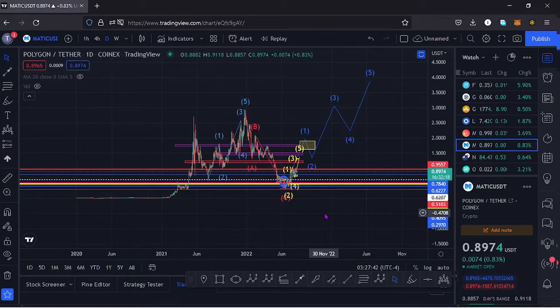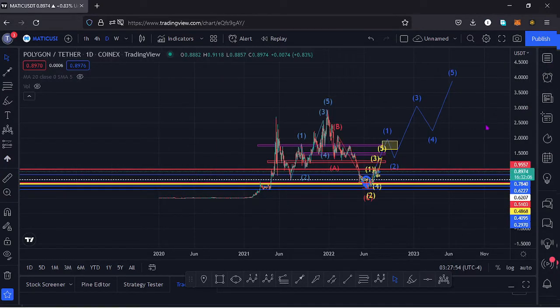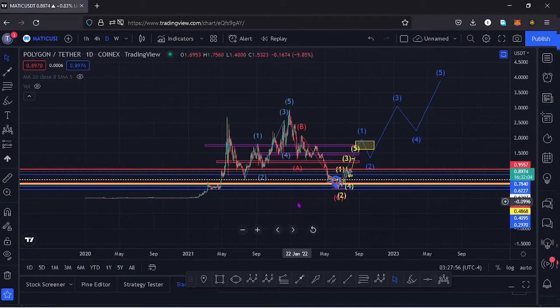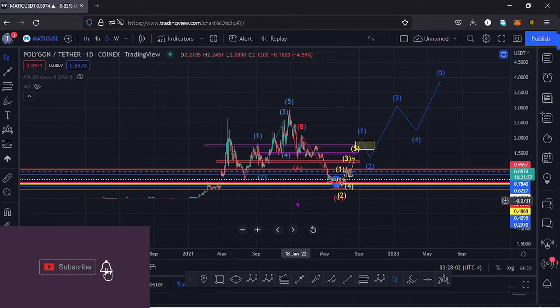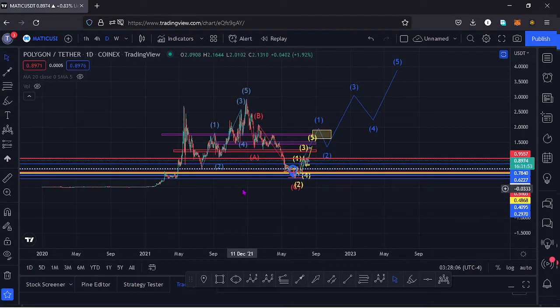Polygon Matic, whose current price stands at the $0.8974 mark, and here on TradingView the market is up by 0.83%. And in this video I want to give the key scenarios that I expect to play out, basing my analysis on the Elliott waves and the Fibonaccis, and also the key areas of support and resistance. So if you're interested in such content, make sure that you stick around till the end of the video.